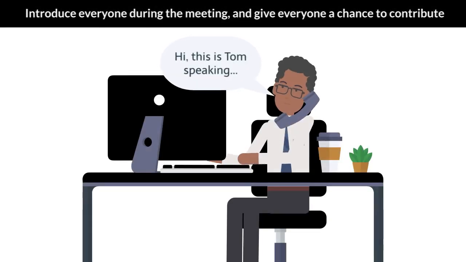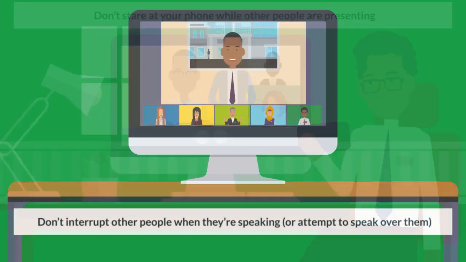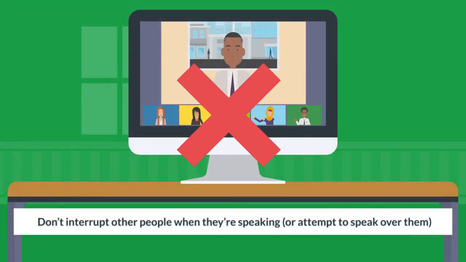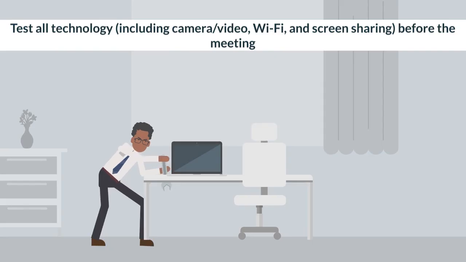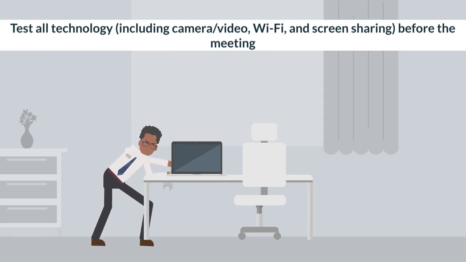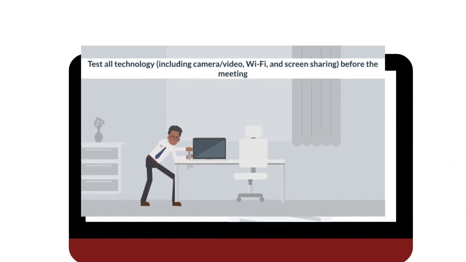First, introduce everyone during the meeting within reason and give everyone a chance to contribute. Second, don't stare at your phone when other people are presenting their content. Third, don't interrupt other people when they're speaking or attempt to speak over them. Fourth, and this is extremely important, test all the technology: the camera, the video feeds, the Wi-Fi, the screen sharing ability. Test all of this before the meeting starts.